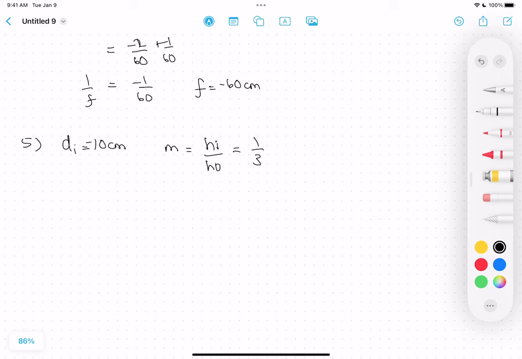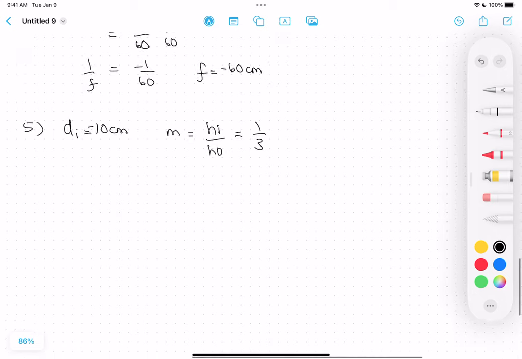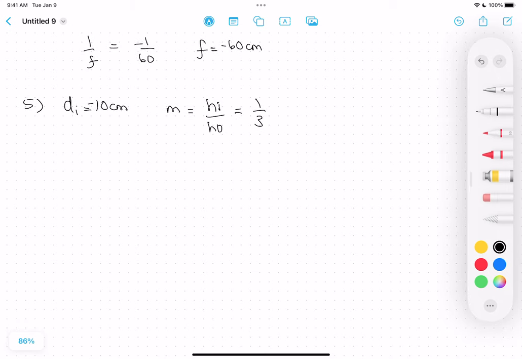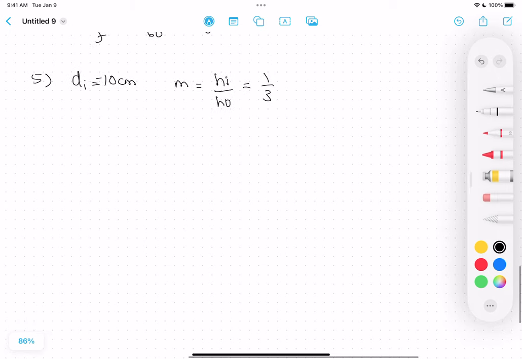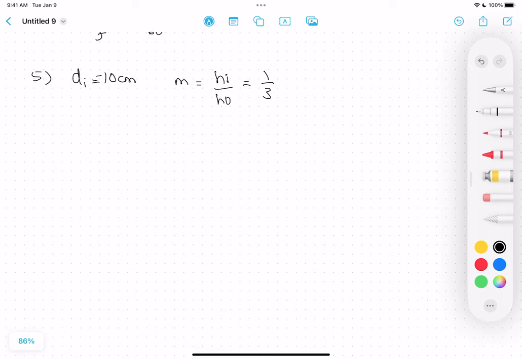So if your image height was 1 centimeter, then the object height would be 3 centimeters, because the object is 3 times as big as the image, or in other words, the image is 3 times as small as the object. So this uses the same relationship as the previous problem to figure out the object distance. Magnification is also equal to negative of the image distance divided by the object distance, and that equals 1/3. And we know the image distance is negative 10 centimeters.